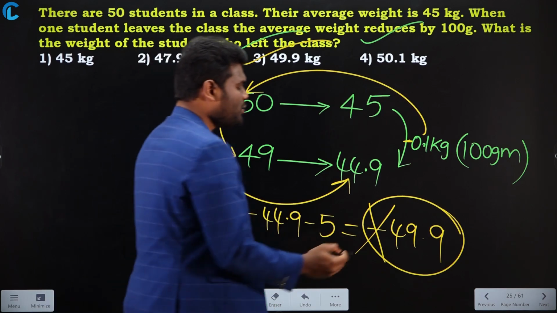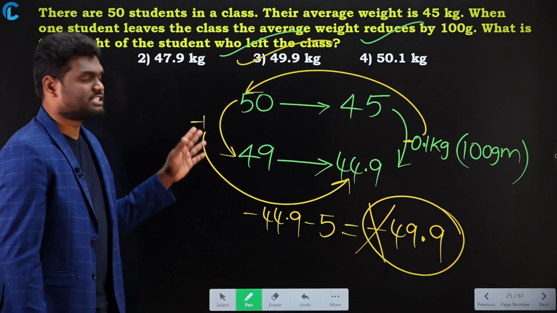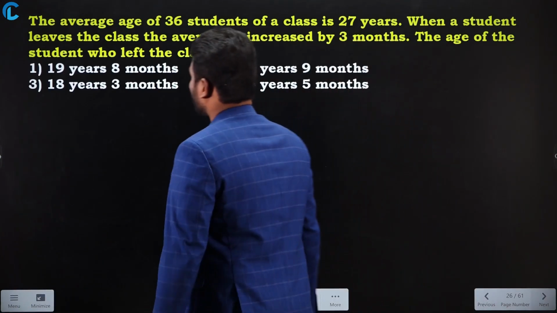3. Okay, very simple question. Just read the question carefully and go with the concept of left hand side difference, right hand side difference. Okay, let us look at your next question.